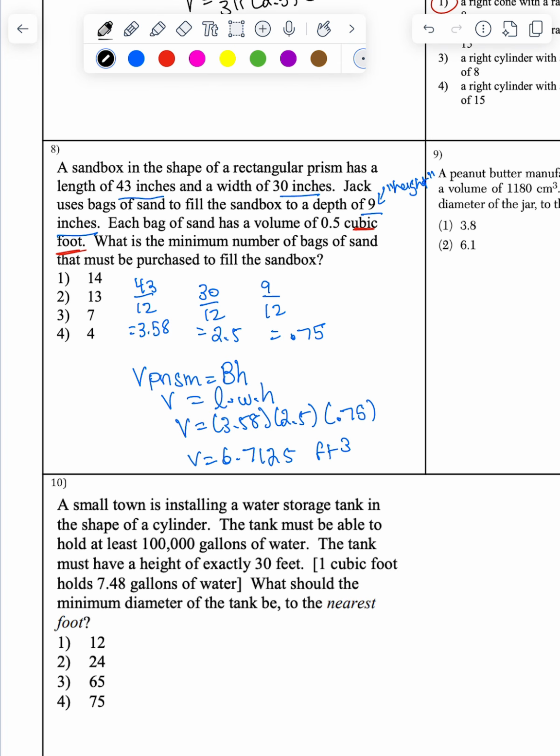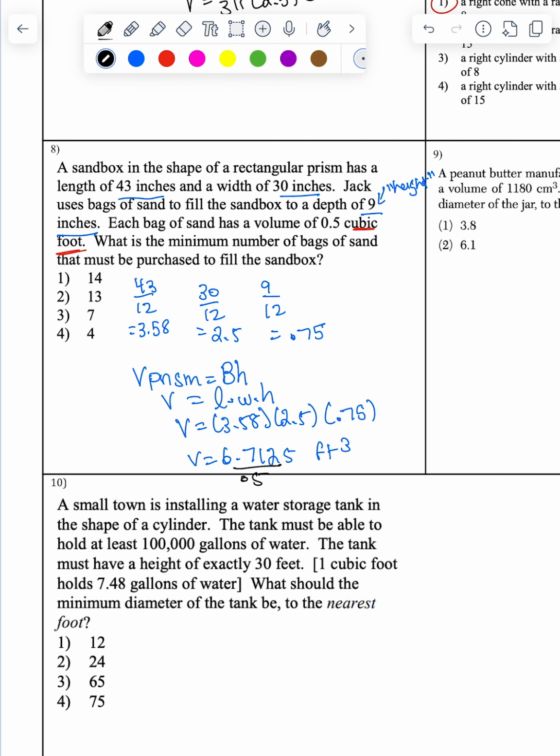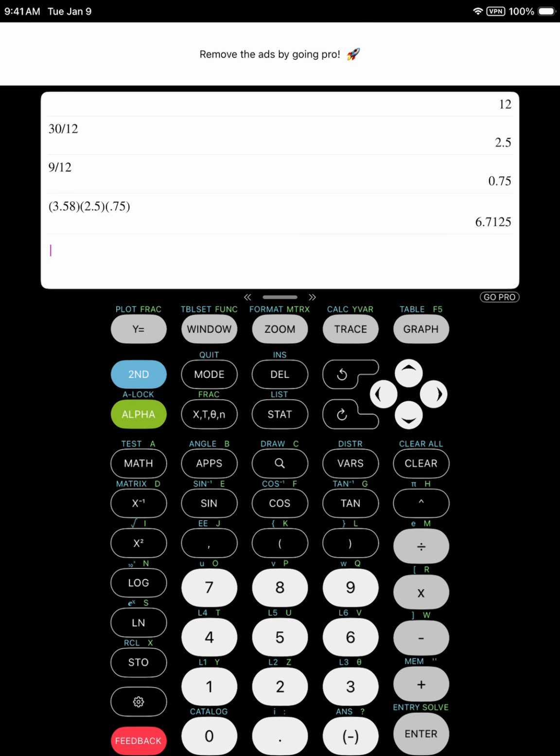So now to find out how many bags of sand, since each bag contains 0.5 of a cubic foot, I can just divide by 0.5 to figure out how many of those 0.5 cubic feet bags it's going to take to fill up my sandbox.